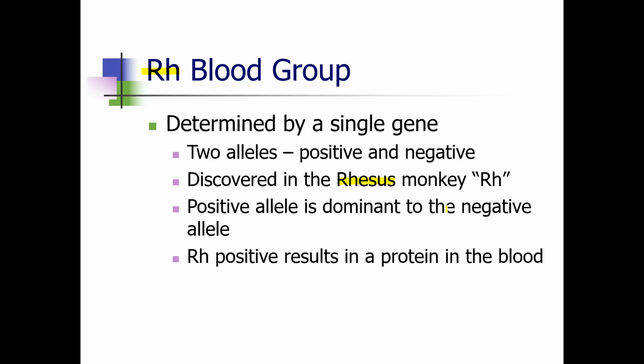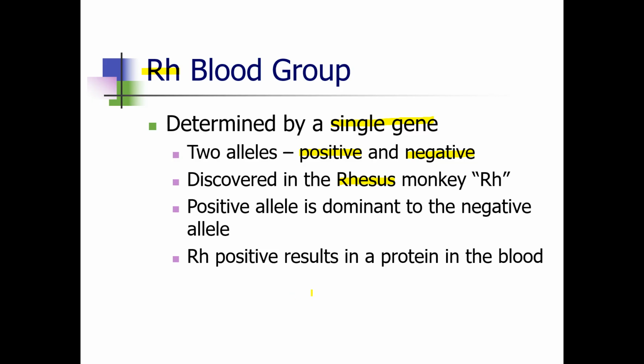Now this is a very simple inheritance pattern. There's a single gene that determines it. There are 2 alleles. Positive is dominant and negative is recessive. Okay, and so essentially this would be like a capital A, this would be a lowercase a, and just like all of the regular old traits that we've done so far, you could be homozygous dominant and have positive blood. You could be heterozygous and have positive blood, or you could be homozygous recessive and your blood would be negative.